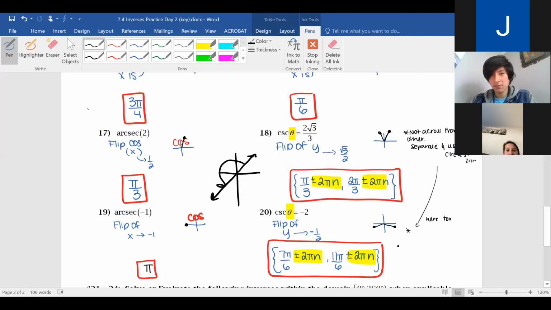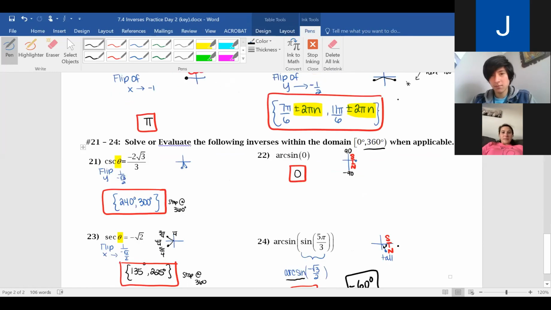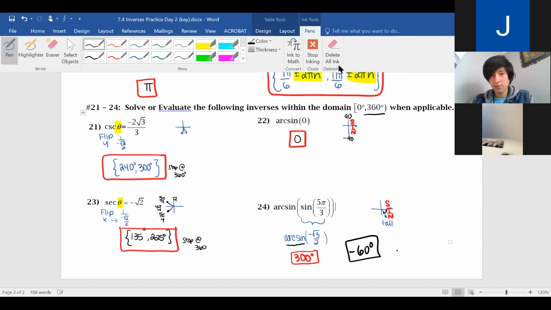Go back to this one. This answer here, because you're asking for the inverse function. So you're going back the other way. You're taking this and you're doing this second. You're doing the inverse of that.